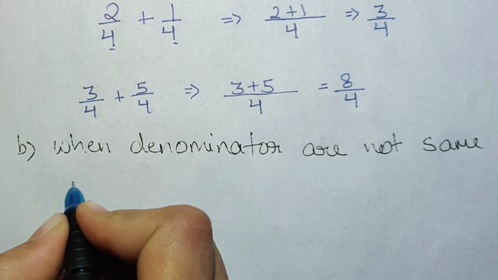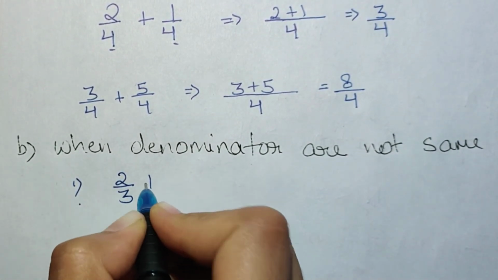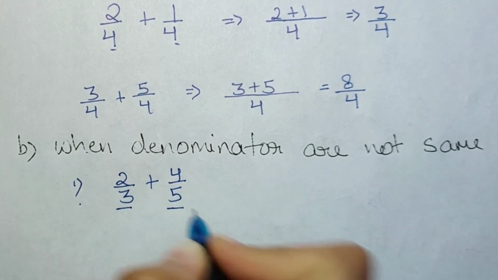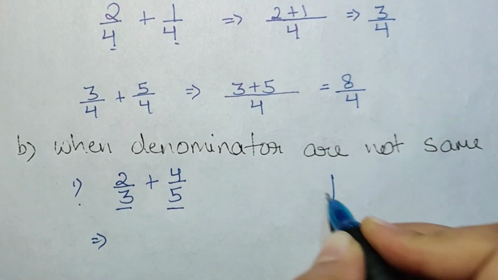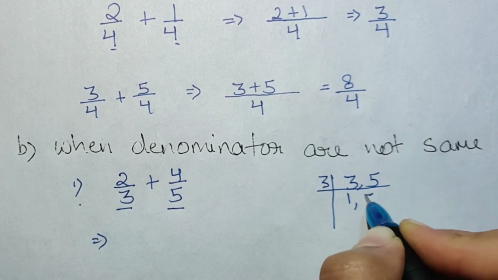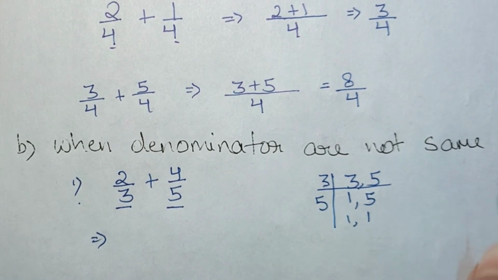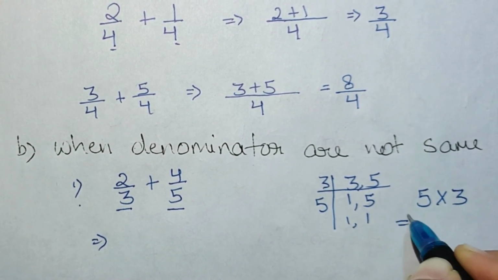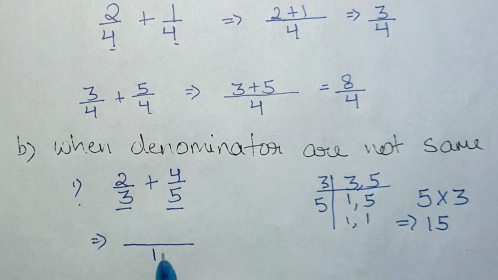So let us take an example to understand this. 2 upon 3 plus 4 upon 5. Now here denominators are different. So what we'll do, we'll take the LCM. 3 ones are 3, 5 ones are 5. So here LCM will be 5 into 3 is equals to 15. So our LCM is 15.